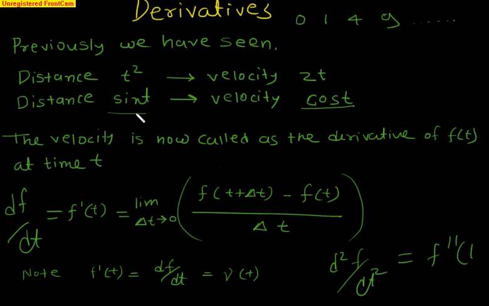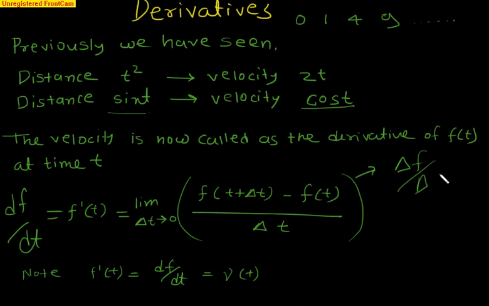Now focusing on this equation, it has two parts. One part is this df by delta t, which is nothing but delta f by delta t, and the other part is this limit delta t tends to 0. Instead of delta t, sometimes you can write h. Same thing. H or delta t is small increment in time.